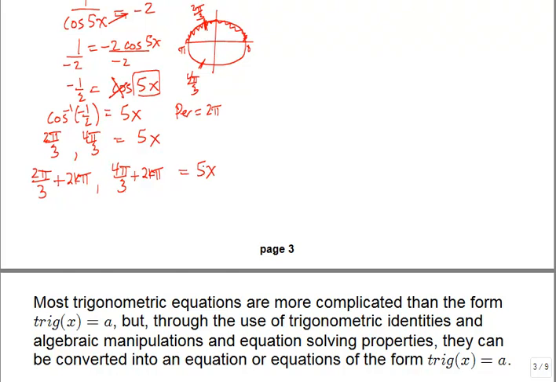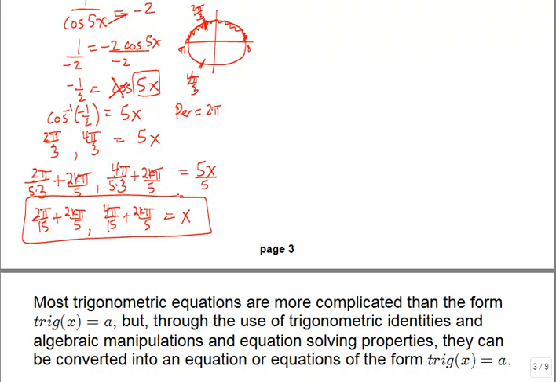So to finish solving this for x, we need to divide every single thing by 5. So where those 3's are, put a 5 next to it in the denominator. So this becomes 2 pi over 15 plus 2k pi over 5, or 4 pi over 15 plus 2k pi over 5. So there's our generalizations.